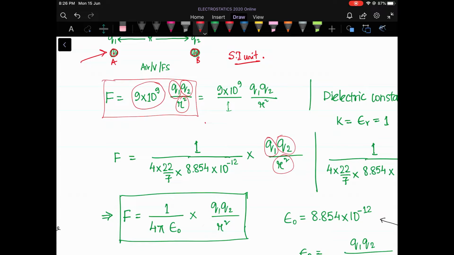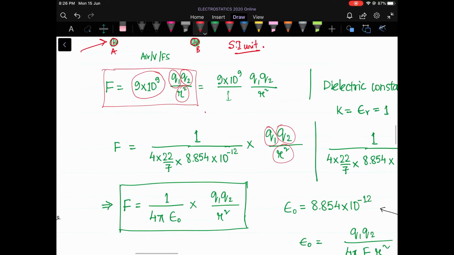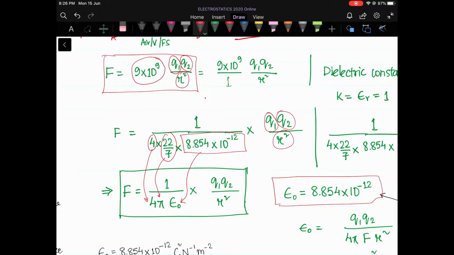Writing in this form is very important for us because this 4 is written again as 4. 22 by 7 we know is pi, but this number, however, we are writing with a symbol called epsilon naught. Now, this epsilon naught is a property of our medium, which is air, or let's say vacuum or free space. If you remember, this whole thing had to do with your medium. 1 has nothing to do with the medium, 4 has nothing to do with the medium, pi has nothing to do with the medium, but this epsilon naught, now I can say, is the property of the medium. And for air, vacuum or free space, the value is 8.854 into 10 to the power minus 12.